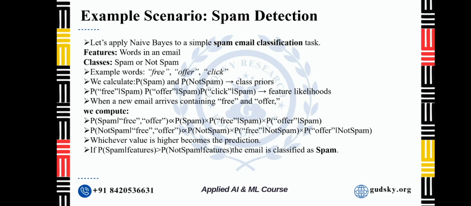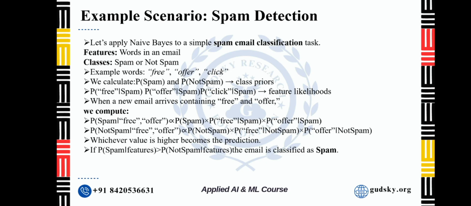Now when a new email arrives with the words free, offer, click, the model computes P(spam | free, offer, click) proportional to P(spam) times P(free | spam) times P(offer | spam). So likewise we'll do with not spam also. Then it compares these two values, whichever is higher becomes the prediction. So if P(spam | features) is greater than P(not spam | features), the email is labeled as spam.